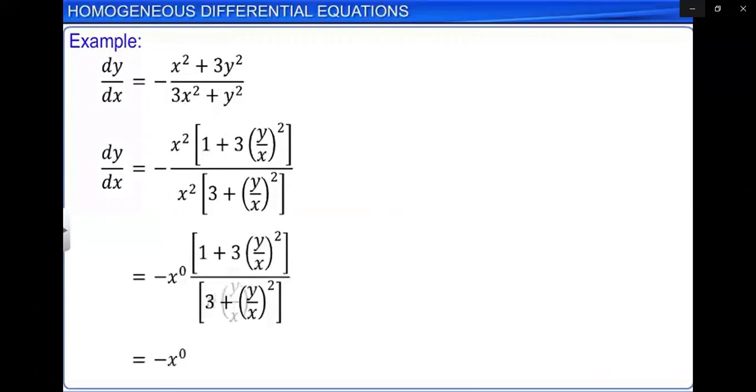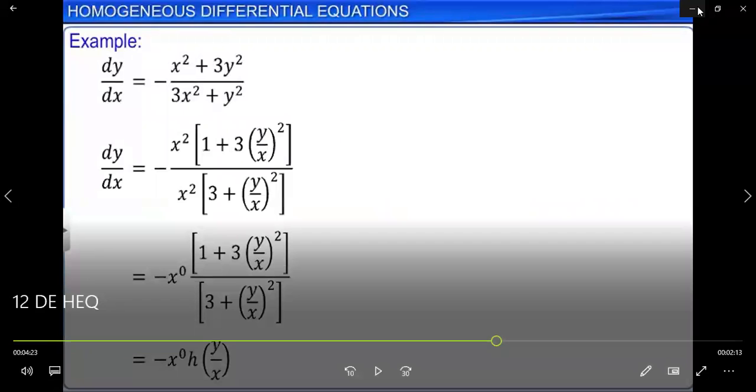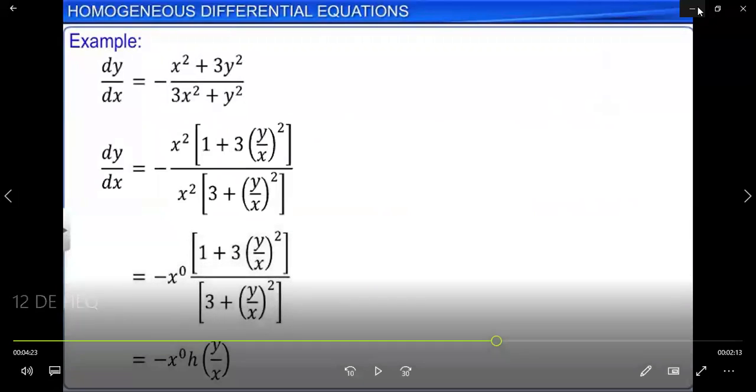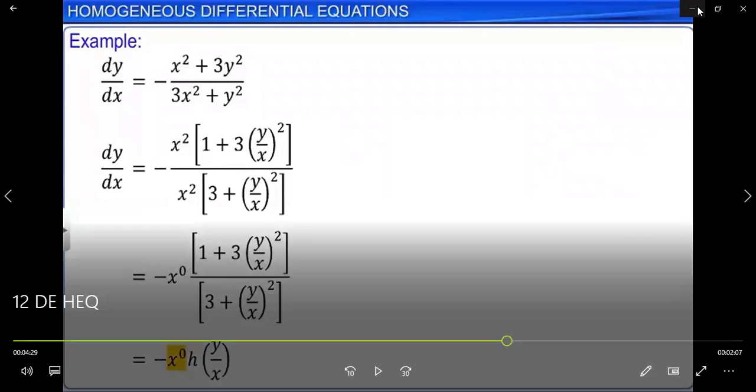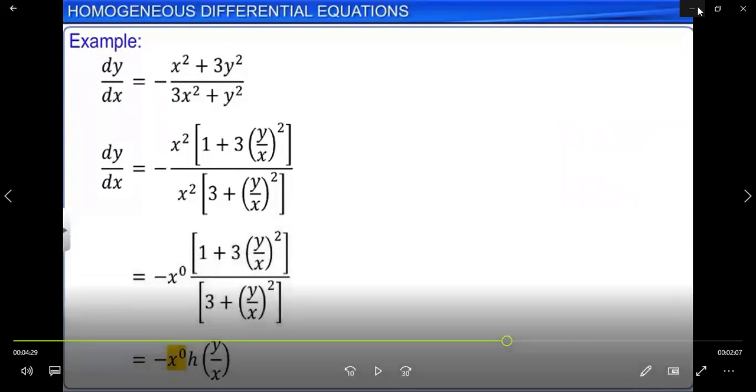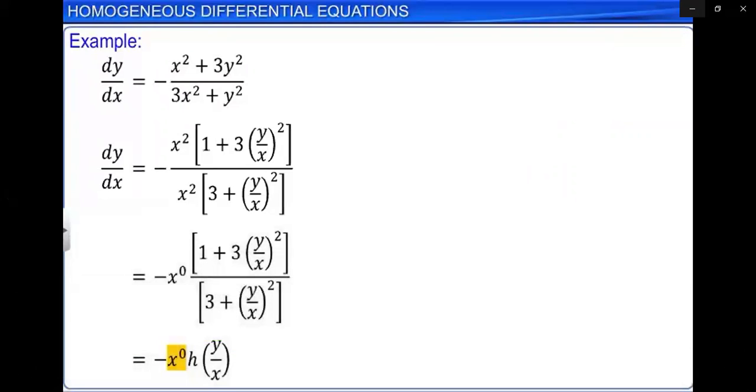For that, we can convert this equation by taking common, as we have discussed in the previous slide. After taking x square common, this will be cancelled out, and we can see that this differential equation can be further simplified into this form, that is minus x raised to the power 0 into h of y by x, which is of the form of a homogeneous differential equation. Okay, now here you can see that we can substitute the value of y is equal to vx.